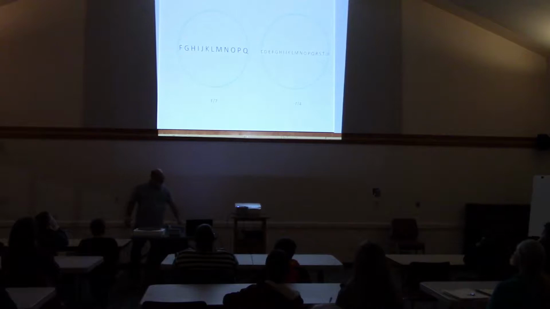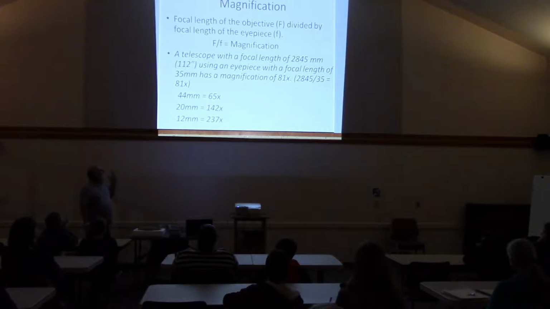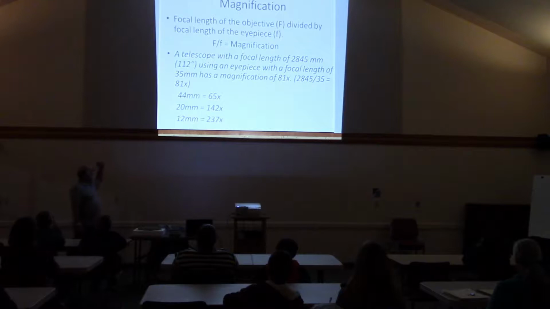Magnification. Magnification changes with your eyepiece. You take the focal length of the telescope, of the objective, divided by the focal length of the eyepiece. That gives you your magnification. So here, the same telescope. We convert that to millimeters because our eyepieces are all in millimeters. 2845 divided by 35 gives you a magnification of 81. 81 power. Some of our other eyepieces that we use a lot of: 44 millimeter gives you 65 power. 12 millimeter gives you 237 power.